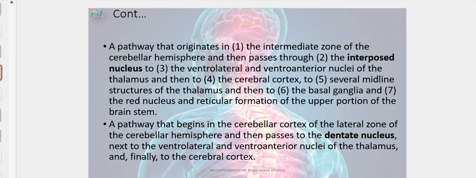A pathway that originates in the intermediate zone, so this is another nuclei. The intermediate zone normally passes through the interposed nucleus within the cerebellum, and then sprouts out these signals to the thalamus, specifically through the ventrolateral and the ventroanterior nuclei of the thalamus, then to the cerebral cortex.